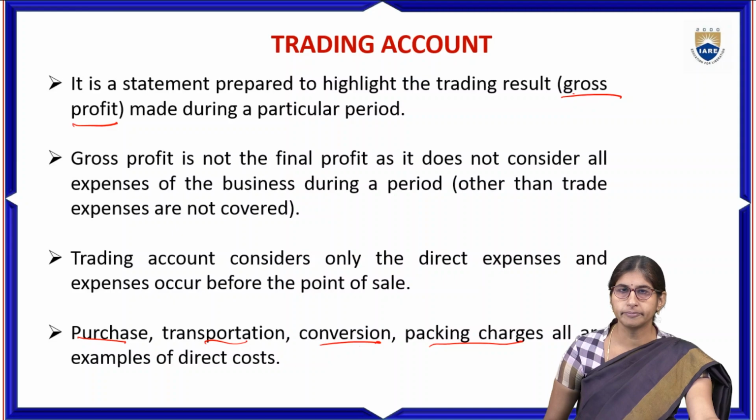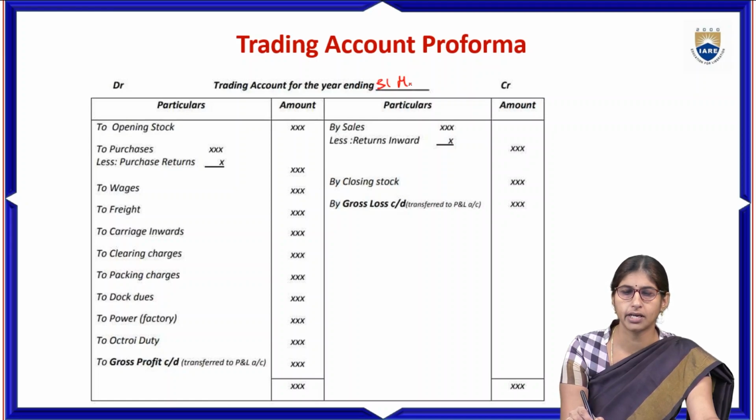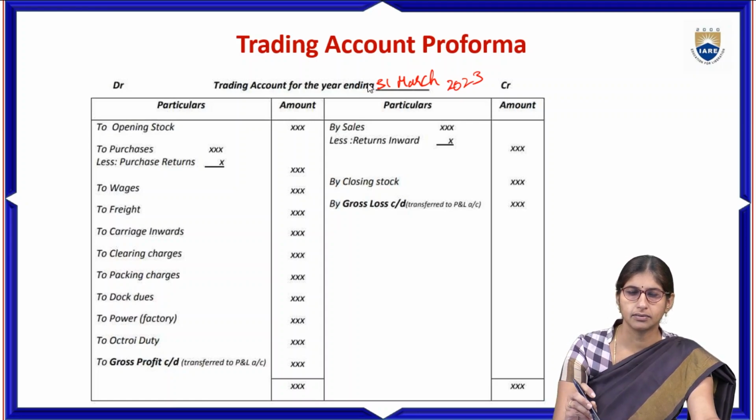Now going on with the pro forma of the trading account. How does the pro forma of the trading account look? The first heading of the trading account is trading account for the year ended. Let us say we are preparing the trading account for the year ended 31st March 2023. So we can write it like this.